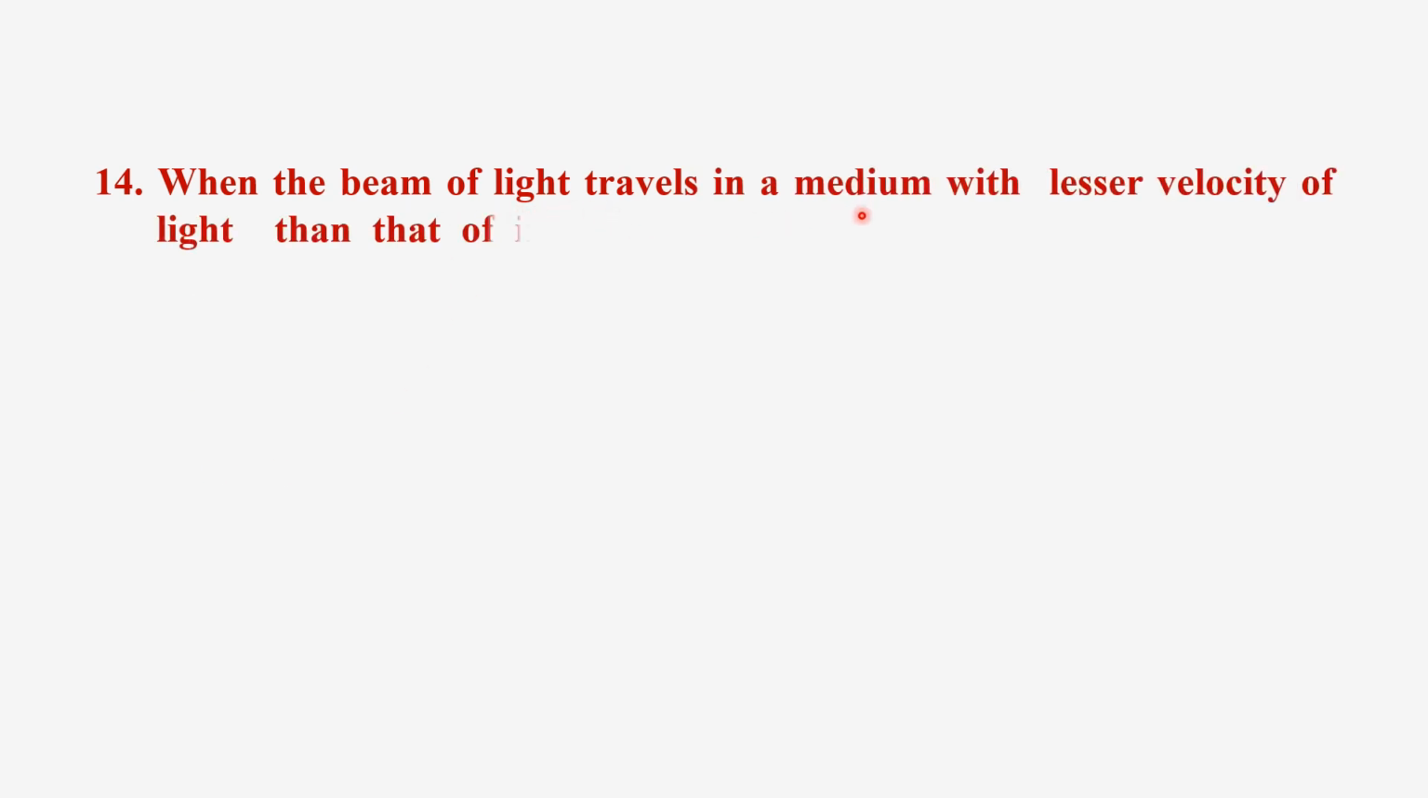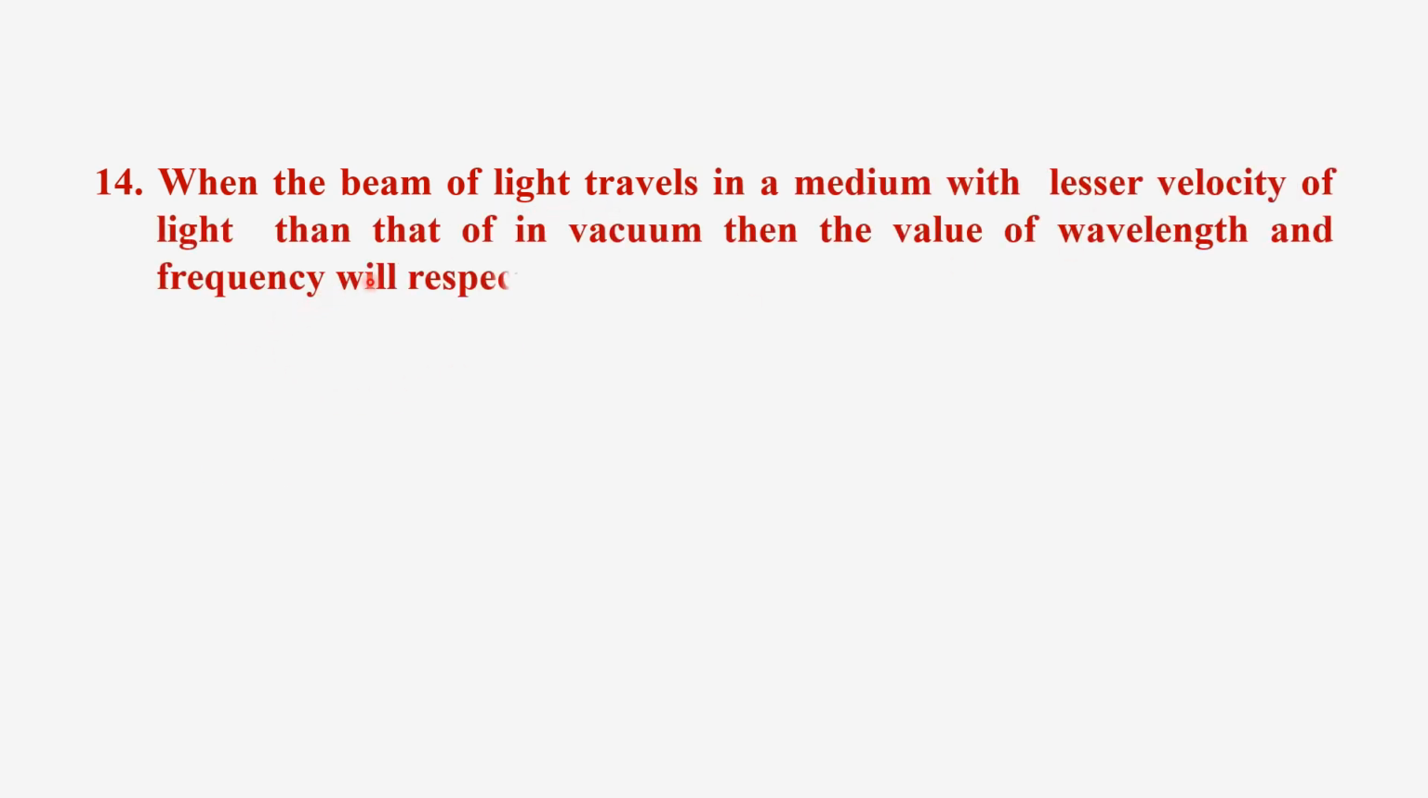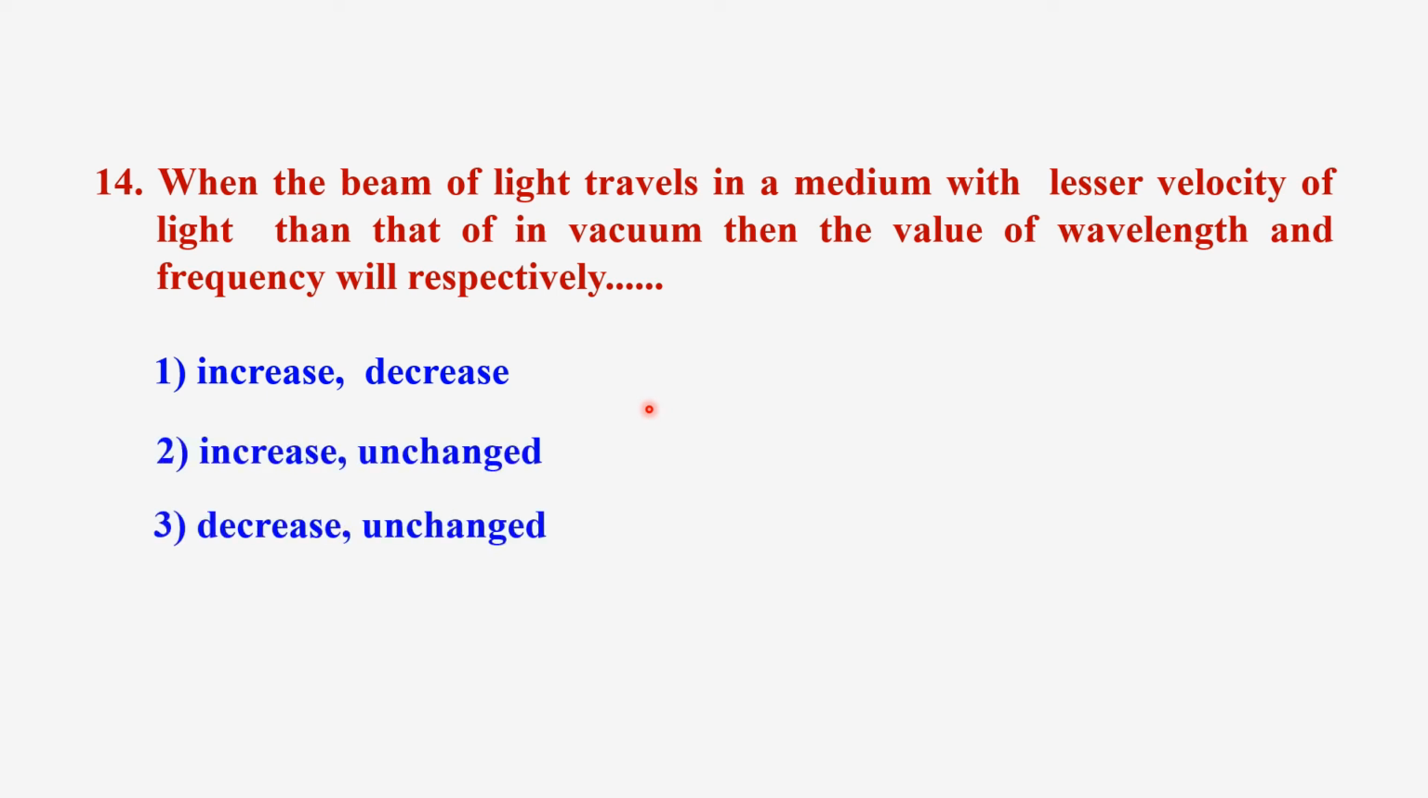Next one. When a beam of light travels in a medium with lesser velocity of light than that in vacuum, then the wavelength and frequency will respectively be what? Here in this question they are asking that light is traveling in a medium with a lesser velocity than in vacuum. So what happens to wavelength and frequency? Options: increases and decreases, increases and unchanged, decreases and unchanged, decreases and decreases. Here wavelength will decrease and frequency will be unchanged.